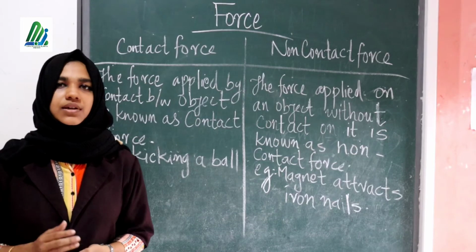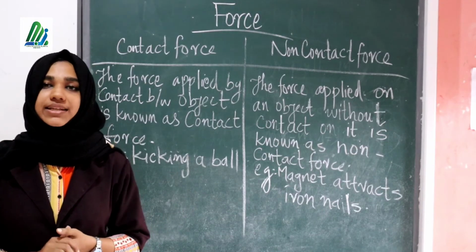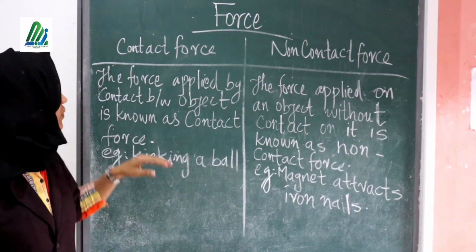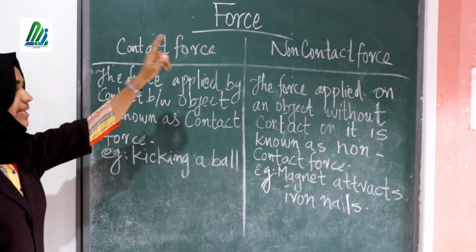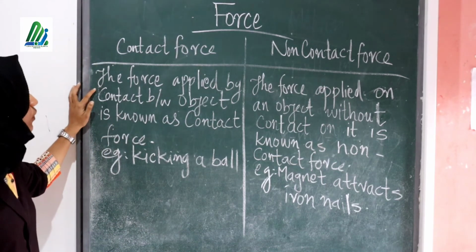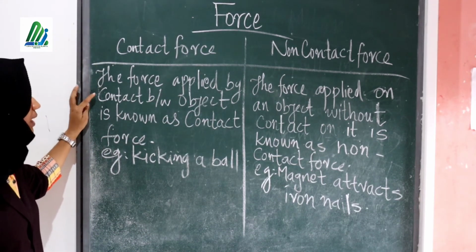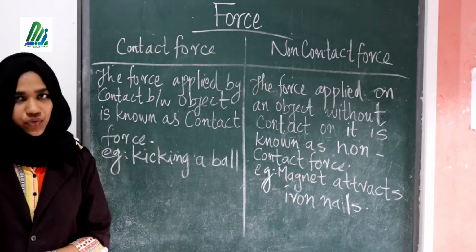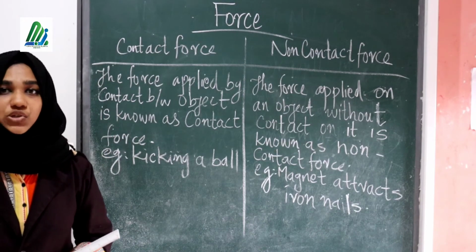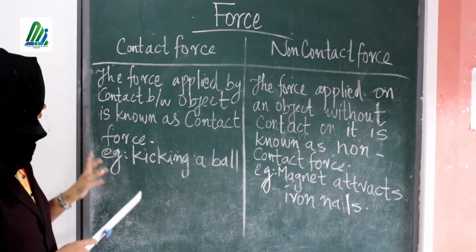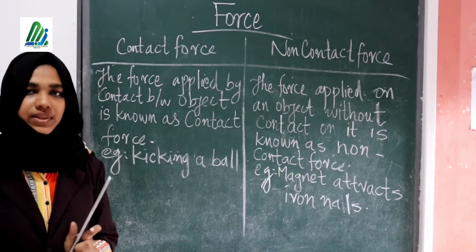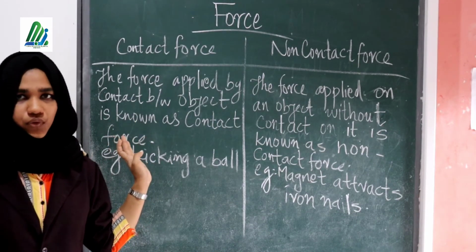Okay. Look here. I told you that in this chapter we are going to study only two types of forces. The first one is contact force and the other one is non-contact force. Contact force means the force applied by contact between objects is known as contact force. The force applied by contact between objects is known as what? Contact force. The example for contact force is kicking a ball. Okay, pressing the sponge. Those are examples for contact force.